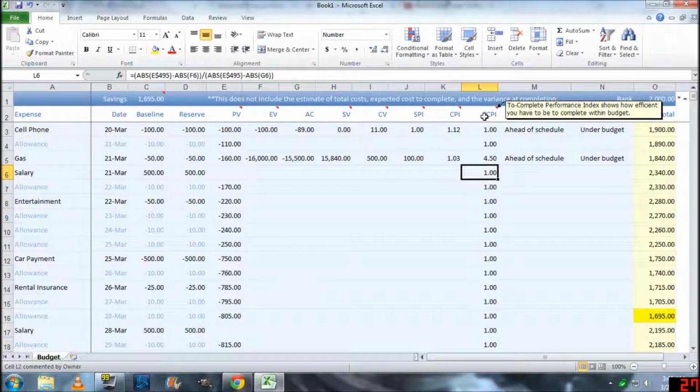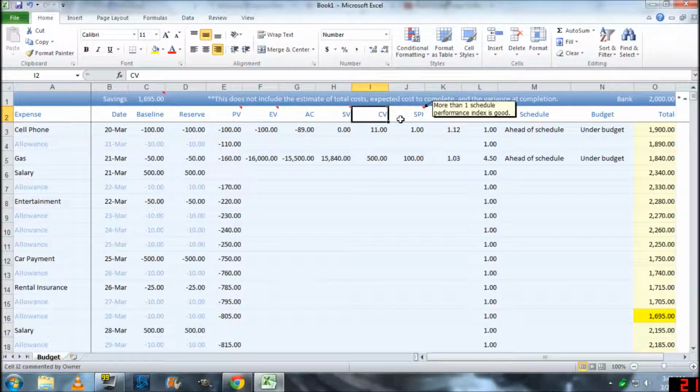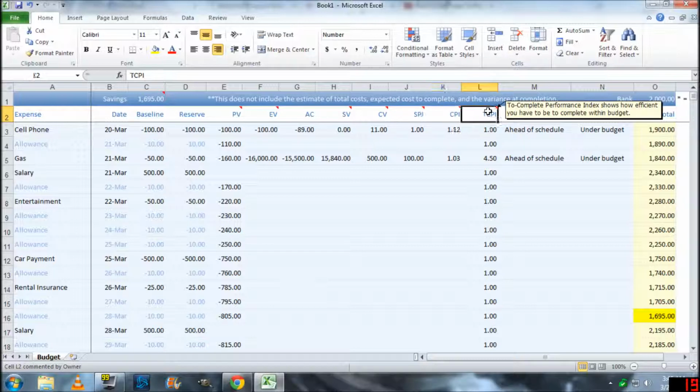So that is the to complete performance index. It tells you when to slow down, when to speed up, or when you're okay with your budget. It also helps when you look at the variance. It tells you if you are positive or negative. So that's what these things mean: plan value, earned value, actual cost, schedule variance, schedule performance index, cost performance index, and the to complete performance index.